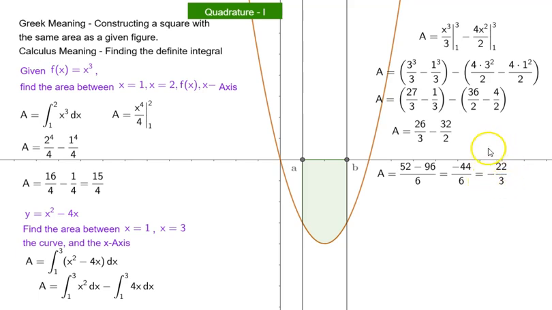Okay, anyhow. But now we have ended up with a negative area. Of course, it is going to be negative because it is below the x-axis. Areas cannot be negative. So we take the absolute value of what we have arrived at to give us area is equal to 22 by 3.